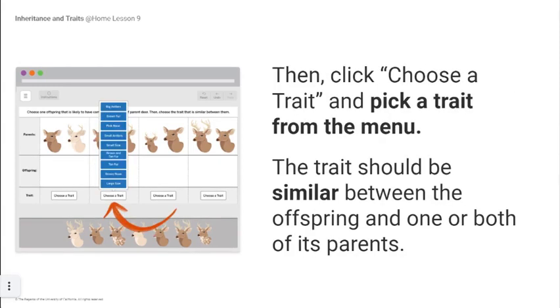Then click Choose a Trait and pick a trait from the menu. The trait should be similar between the offspring and one or both of its parents. So if you're choosing a trait, you want to choose one that you also see in the parents. For example, I couldn't choose fur color if I put a spotted deer underneath two that are plain. That wouldn't make sense. Now I could put a white deer under the one where the white deer is and choose fur color.